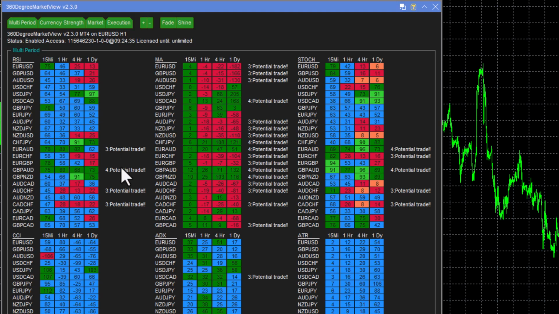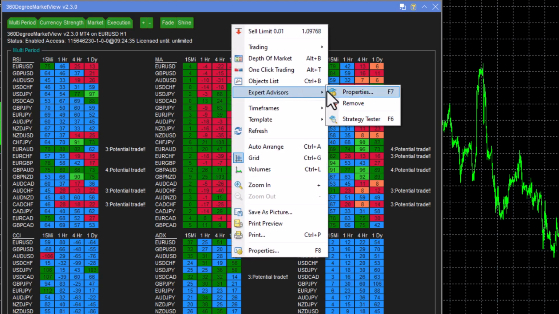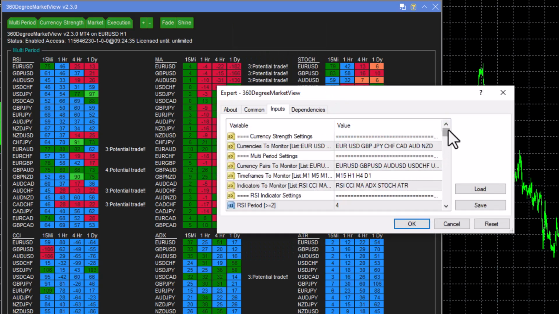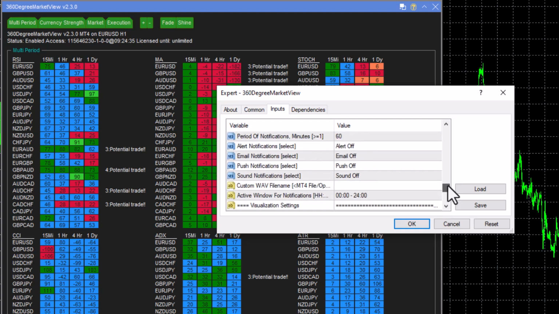And then these warnings. These warnings can also be automated into alerts. So you can actually go down here somewhere. You can get alert notifications, you can have email notifications, you can have push notifications, and you can have sound notifications. So this is an all-in-one trade. You don't actually even need to look at the charts if you know how to use this.